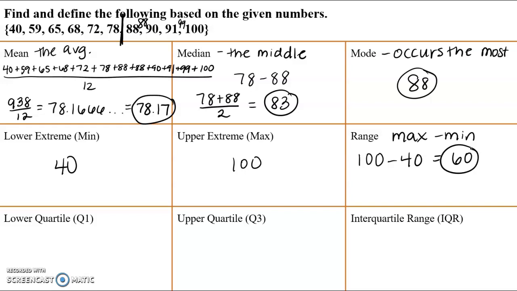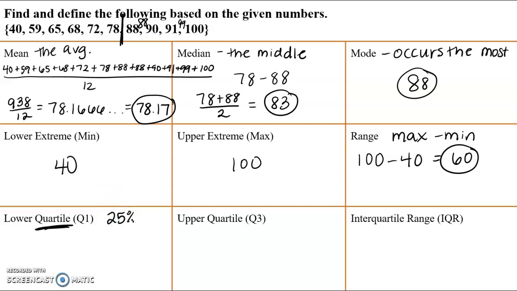The lower quartile, Q1. Remember quartile, think quarters, we are dividing the data into fourths. So if you're at the lower quartile, Q1, you're at the 25th percentile.